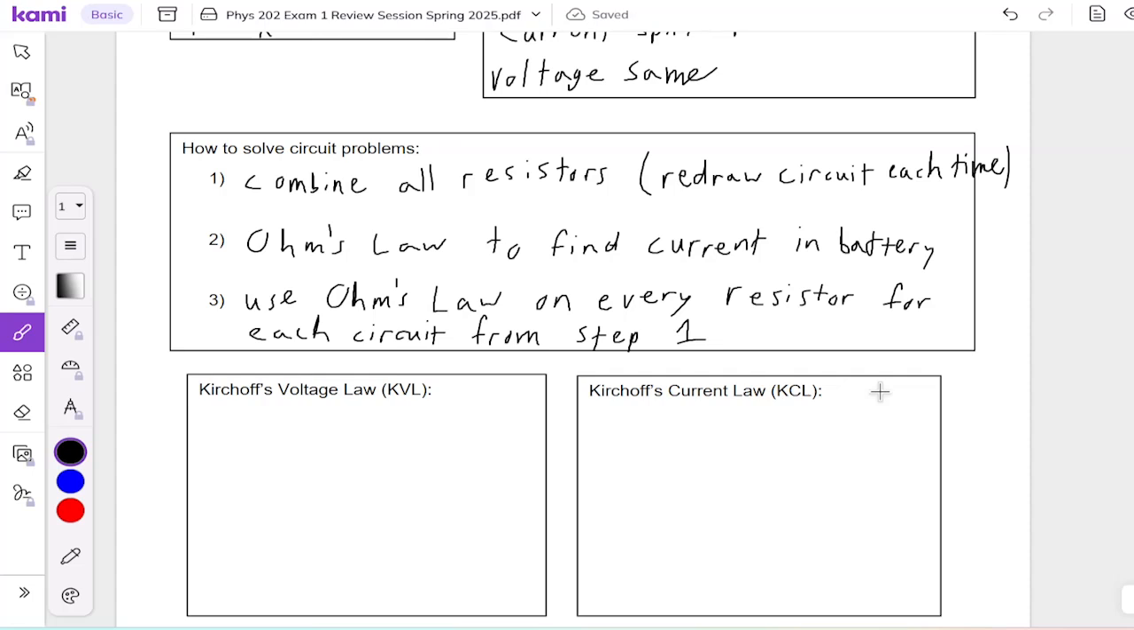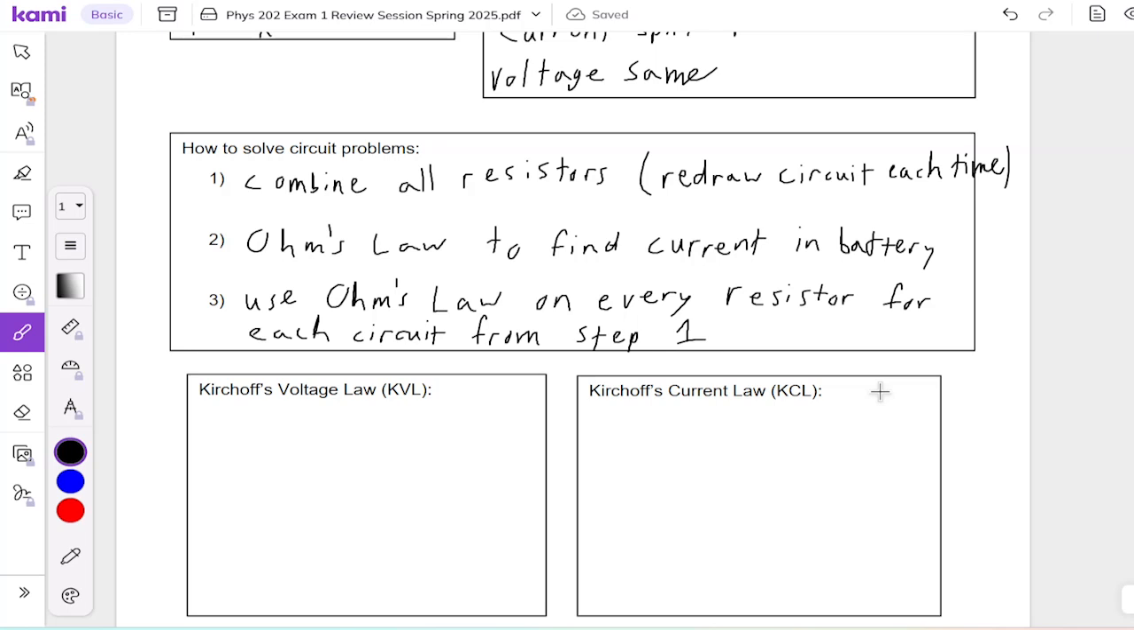This is why I was showing some hesitancy, because of this third step. If it was just step 1 and 2, these circuit problems wouldn't be so bad. But this last step can take forever. Because using Ohm's law on every resistor for each circuit, if I had to combine like 4 resistors in step 1, and that's like 4 circuits, and I have to do Ohm's law for every resistor, look, I know it's going to be a lot. So I'm going to try and tell you some shortcuts along the way to cut down on the time. Because that's going to be the real killer on the test. Not how difficult the circuit is, it's going to be time. You're going to run out of time. That's what happens usually to my students.